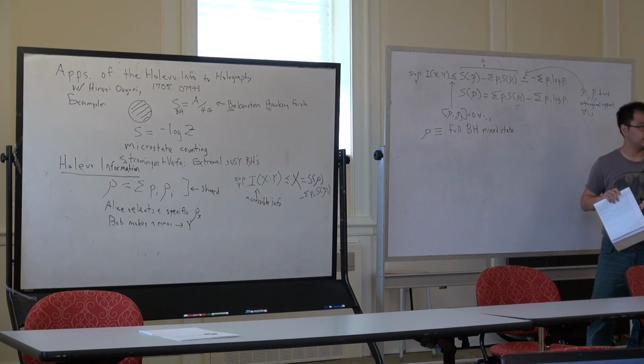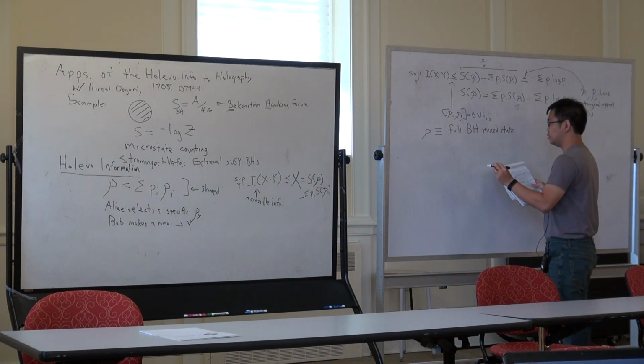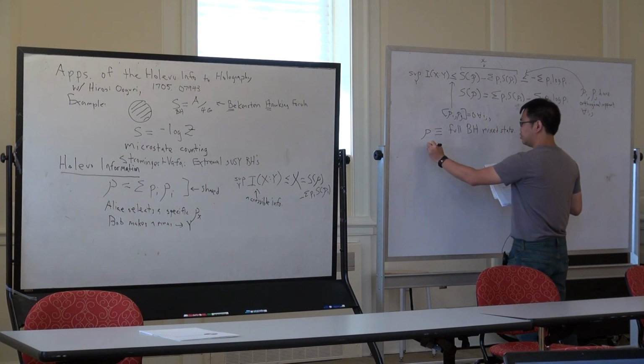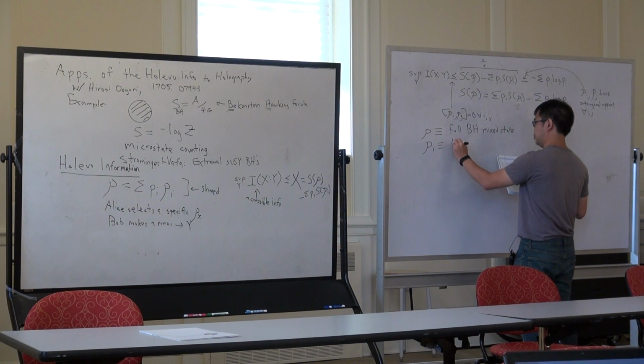Yeah, rho i from rho j. Yeah, that's right. So rho is equal to this. The individual rho i are equal to individual black hole microstates.